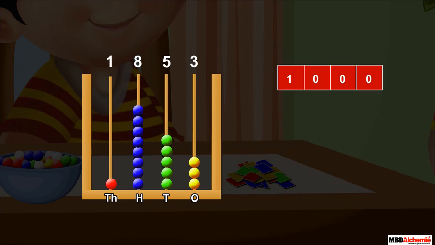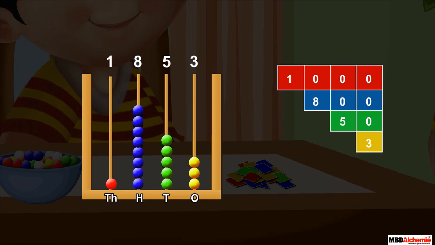1 red bead in the thousands spike represents 1,000. 8 beads in the hundreds spike represent 800. 5 beads in the tens spike represent 50. And 3 beads in the ones spike represent 3.